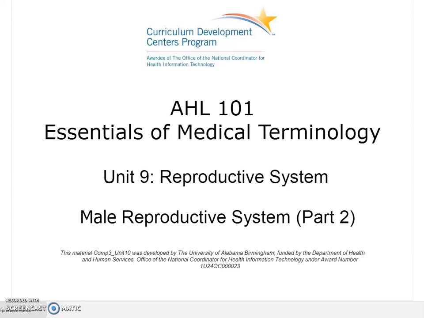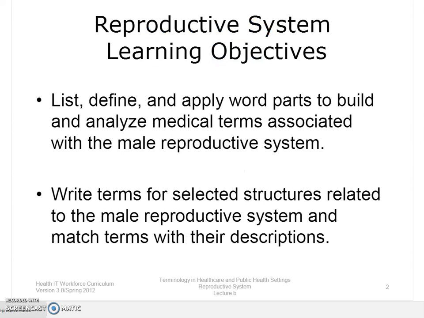This is part 2 of the Unit 9 Reproductive System lecture. In part 1, you learned about the female reproductive system. Part 2 focuses on the male reproductive system. Because the male reproductive system is interconnected with the urinary system, urologists also treat disorders of the male reproductive system.